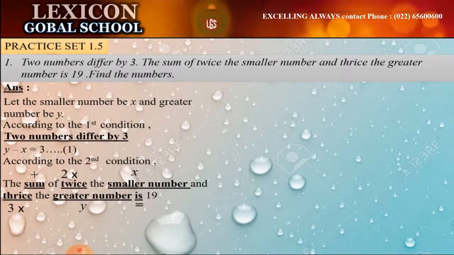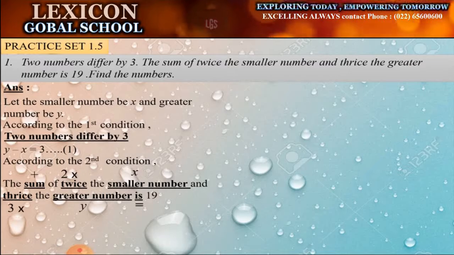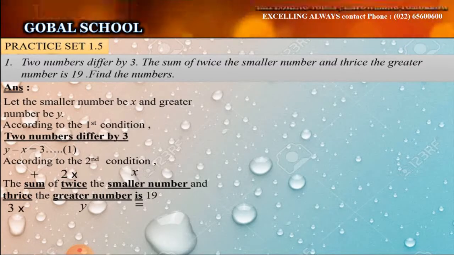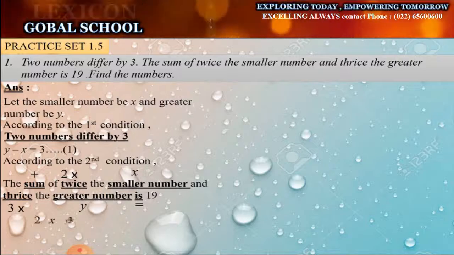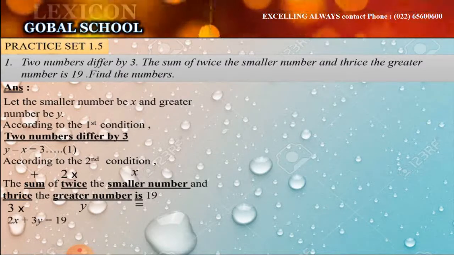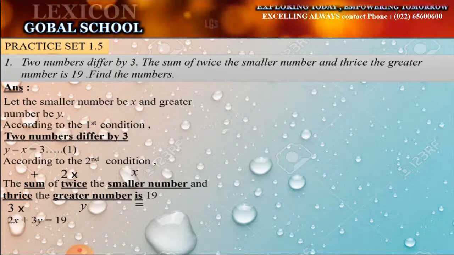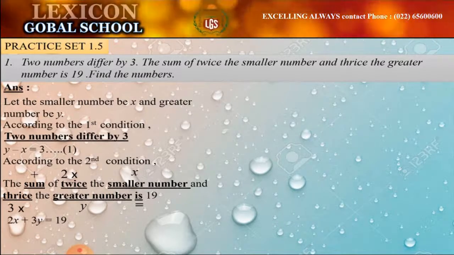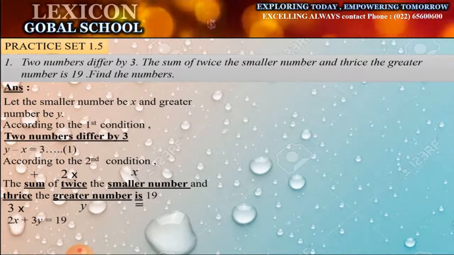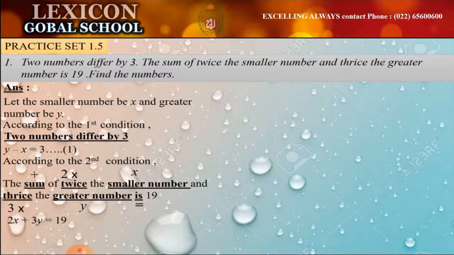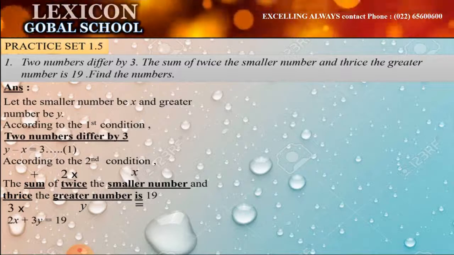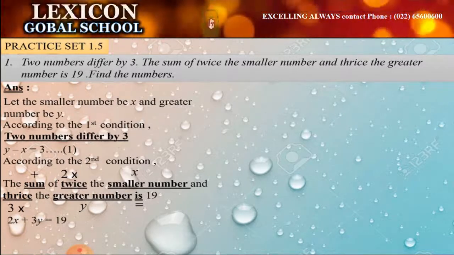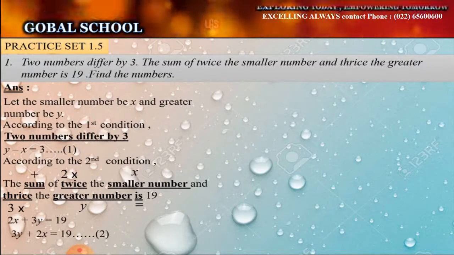Now, let us form our equation. The sum means addition. Twice the smaller number means 2 into x, that is 2x. Sum means addition, and thrice means 3 into. So 3 into greater number means 3 into y. Is means is equal to. So is equal to 19. This is the second equation.